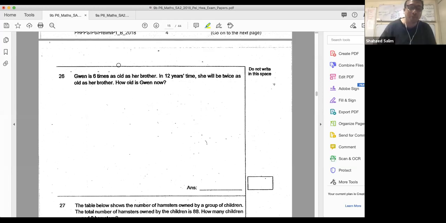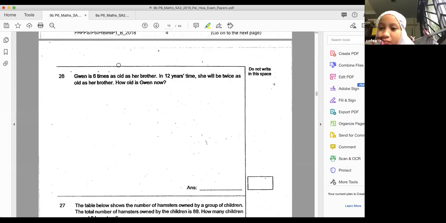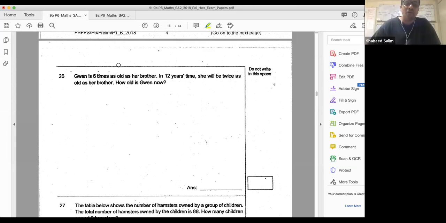No, the difference in age, what? The first one, you drew six squares and one square. What's the difference in age? Five. How many squares? So let the difference in age be five. Don't change that five. Then you can solve it.